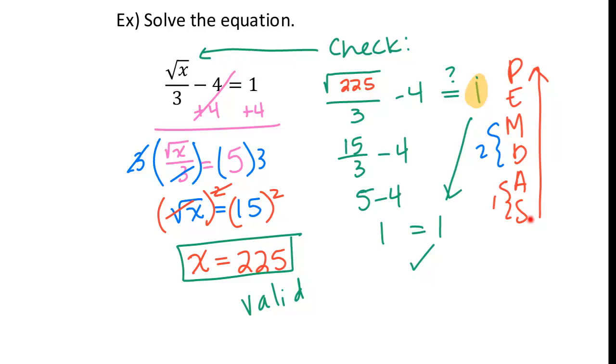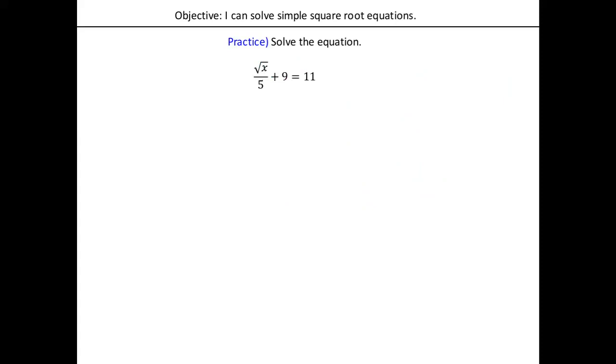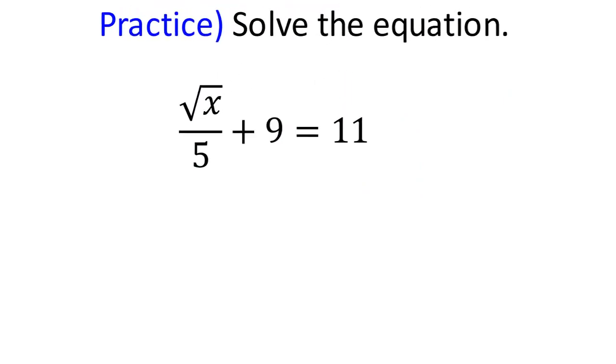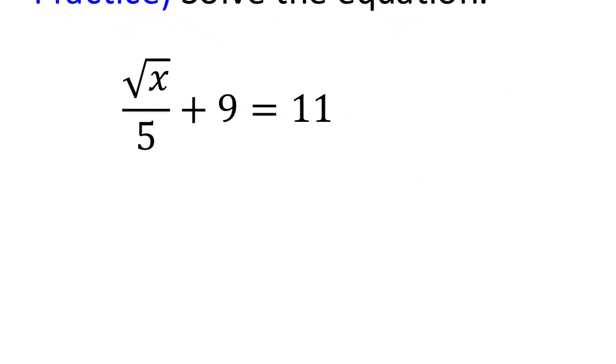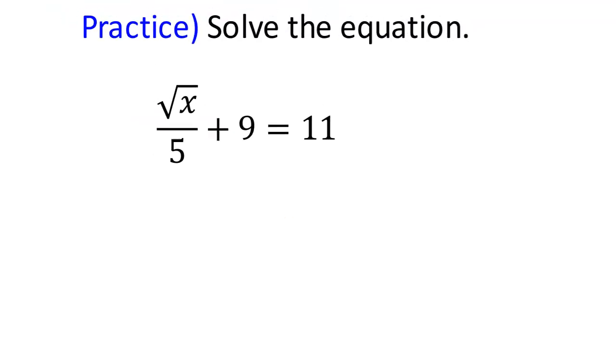So the main thing when you're doing these problems is you have to do the PEMDAS in reverse. First get rid of addition and subtraction, then multiplication and division, and then you get rid of the square root, okay? So let's have you guys do the last example for today. We have the square root of x over 5 plus 9. And this one's a practice problem, so you guys can go ahead and try this one and see if you can get the solution.